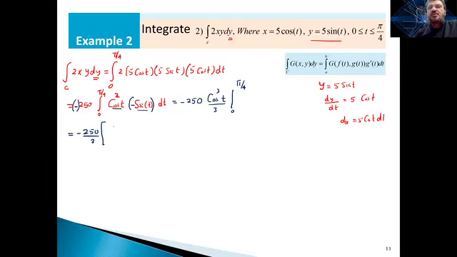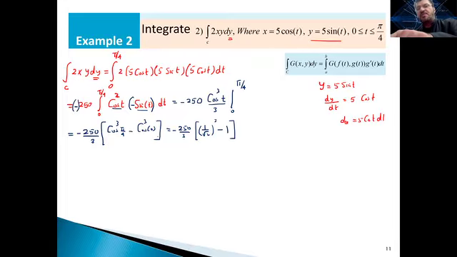Now let's plug pi over 4. So this is cosine cube pi over 4 minus, put the 0, cosine cube 0. And this is equal to minus 250 over 3 times cosine pi over 4, also 1 over root 2, all cubed, minus cosine 0, which, by the way, is 1. 1 cubed is 1. So this is the answer. If you need to simplify it more, you will get 53.9 by calculator. This is 53.9.